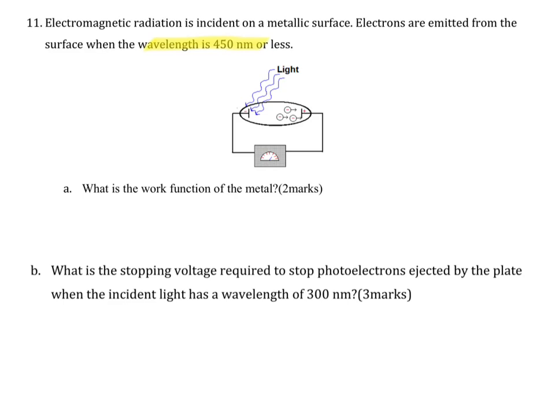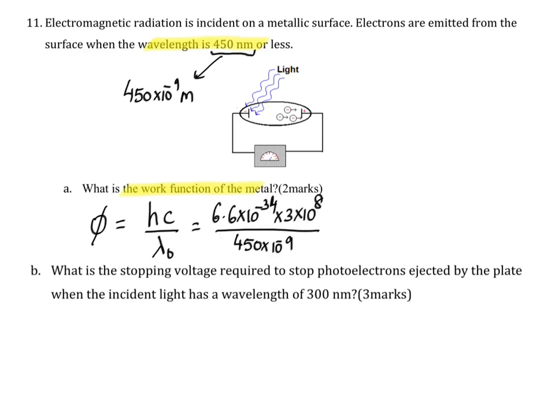Next, electromagnetic radiation is incident on a metallic surface. Electrons are emitted from the surface when the wavelength is 450 nanometer or less. What is the work function of the metal? So the formula for work function is hc over lambda 0. Lambda 0 is given to us as 450 times 10 to the negative 9, because it's given in nanometer, so we'll multiply by 10 to the negative 9. We can substitute it into the equation. We get the answer as 4.4 times 10 to the negative 19, and the unit is joules.